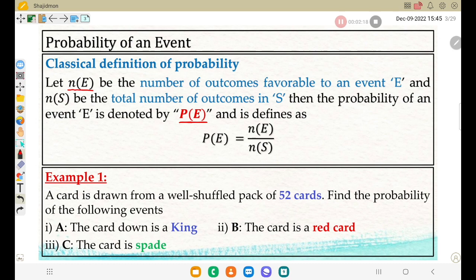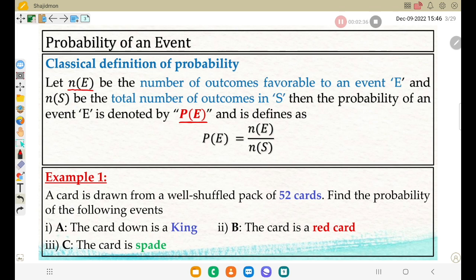A simple example we can see for this definition. Okay, so probability means the number of outcomes favorable to one event divided by the total number of outcomes in the sample space S. So n(E) divided by n(S), we can say that.